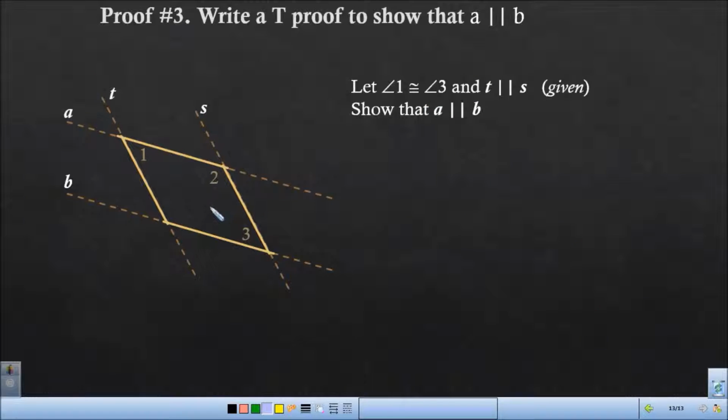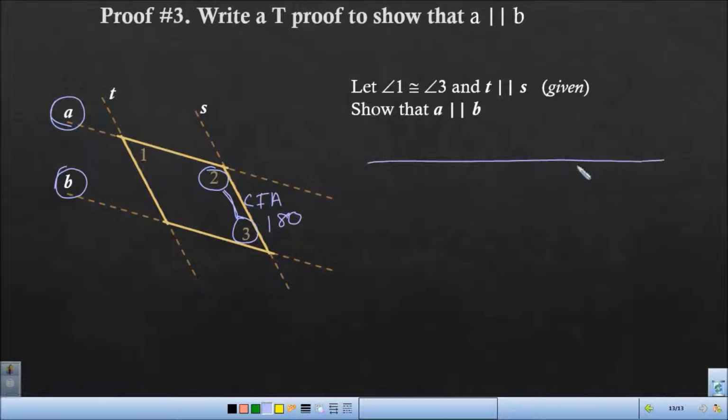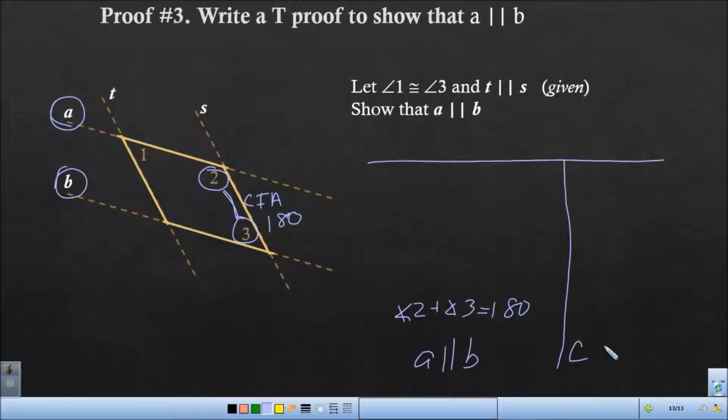Okay, same deal. Now we want to know that A is parallel to B. So A and B need to be parallel. And the angles that are associated with that are 2 and 3. These angles are consecutive interior angles. So that means that they have to sum to 180. These are not equal. These have to sum to 180. So the end of my proof is going to look like this. I need to have A is parallel to B. And then the line before that needs to be angle 2 plus angle 3 equals 180. So I need to create that. And that will allow me to use the converse consecutive interior angles theorem to finish the proof.